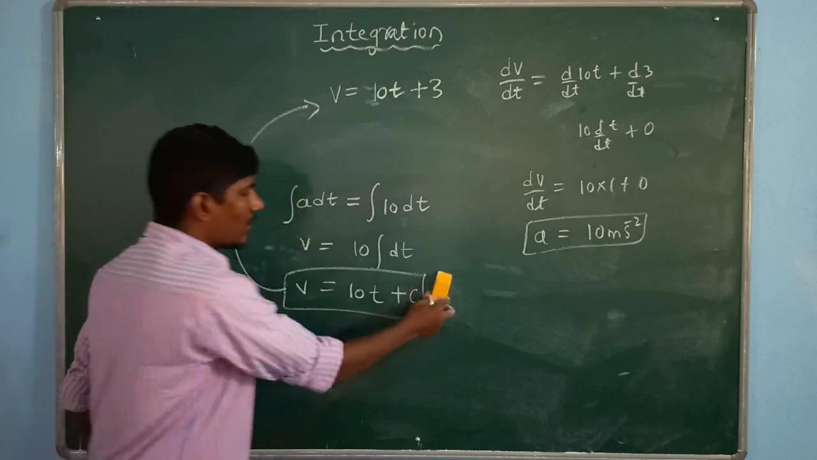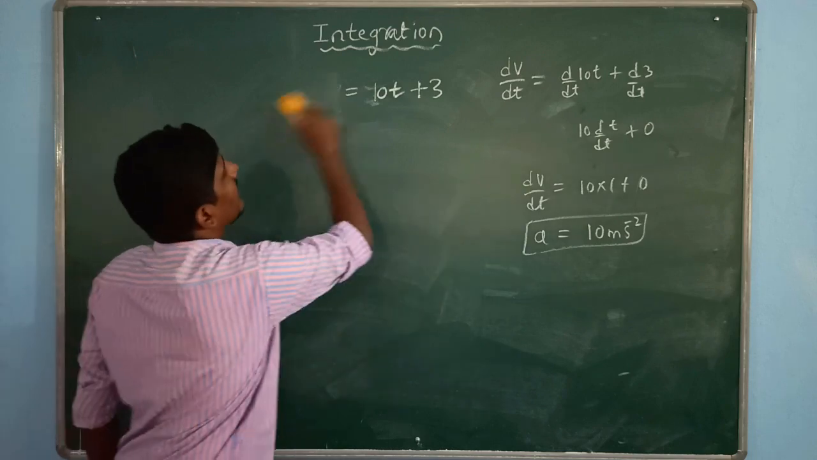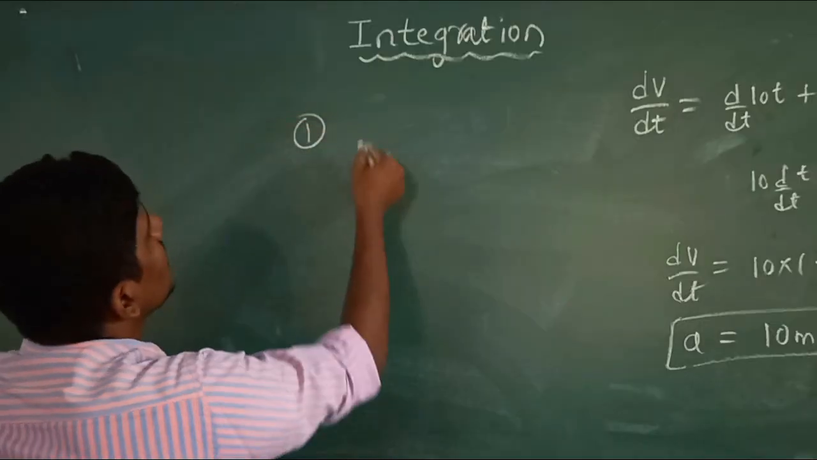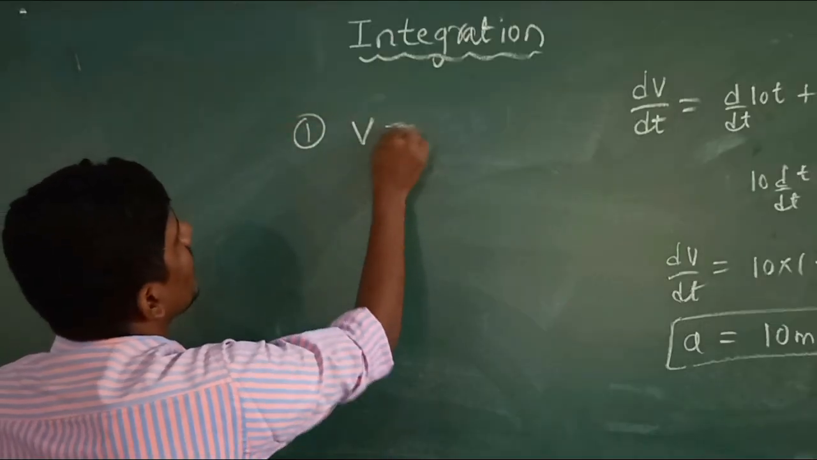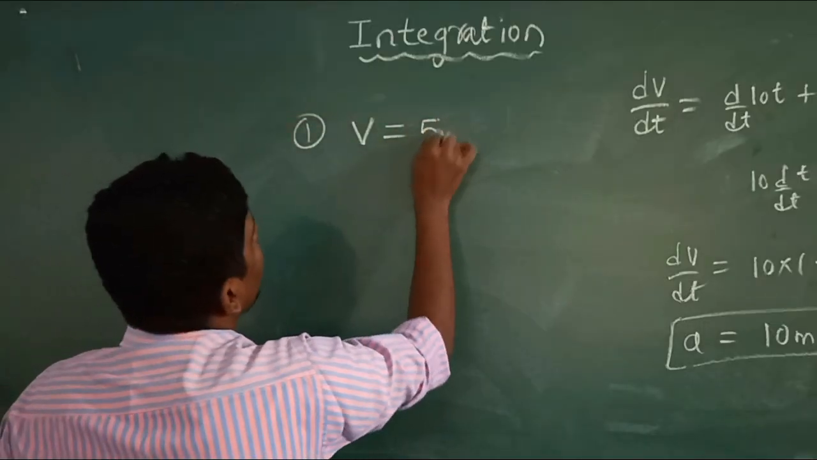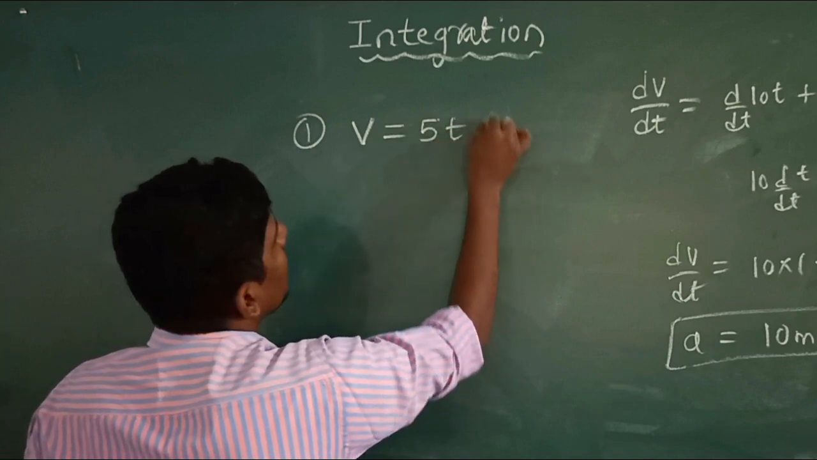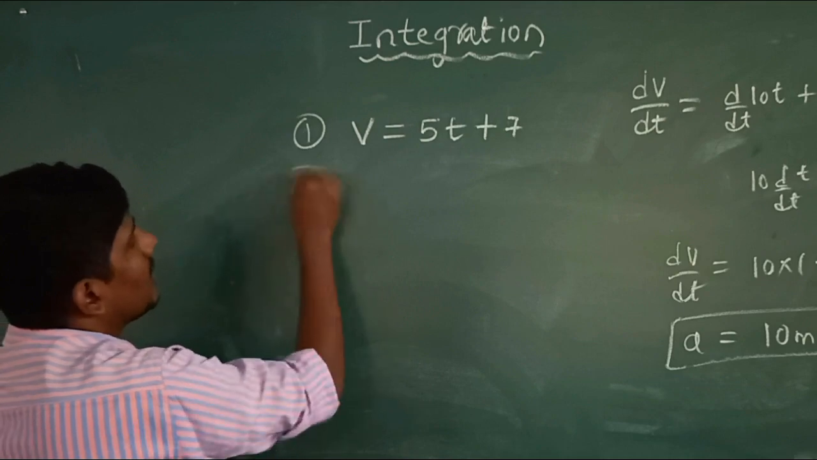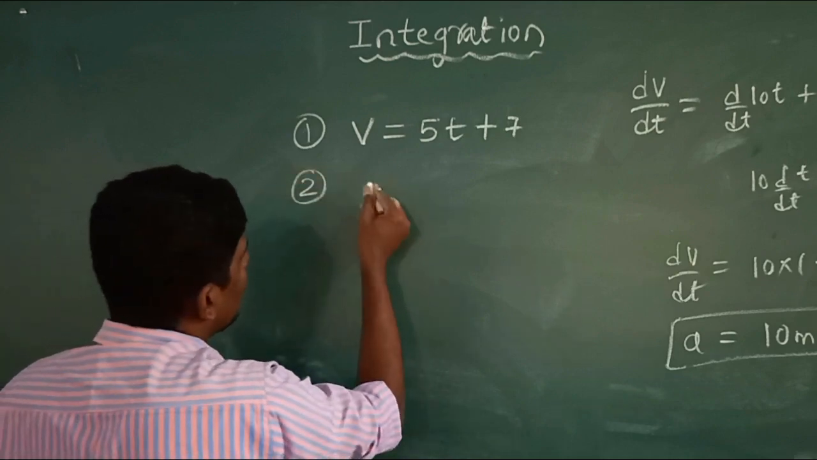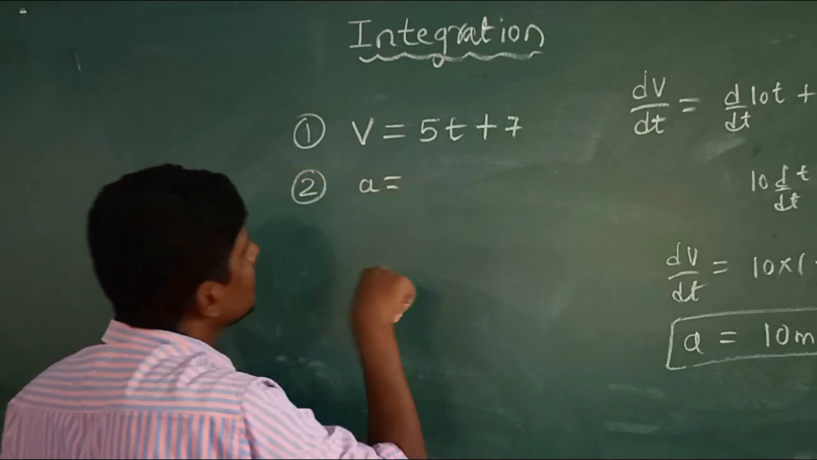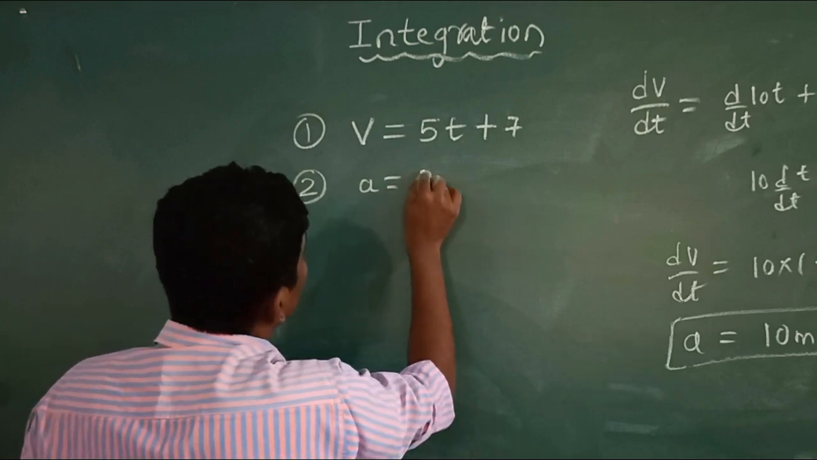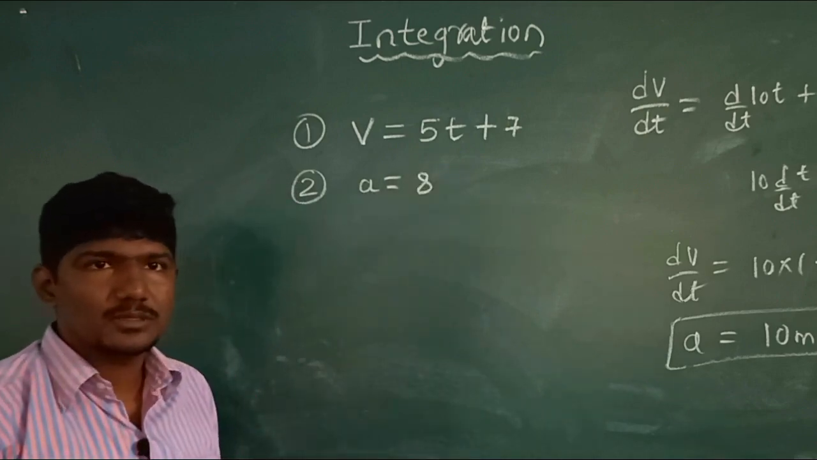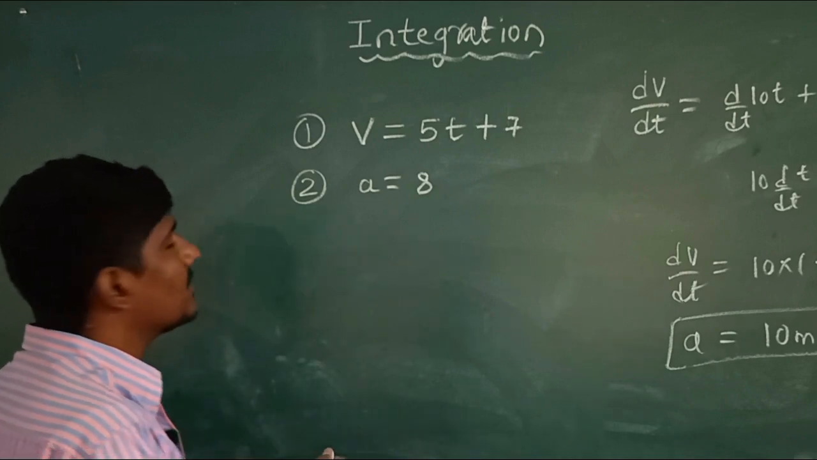I will give one homework problem. You can try. So the homework problem is v equals 5t plus 7. Second one, not one, I will give two homework problems. Acceleration equals 8, simply 8. Try this one. Very simple examples I have given.